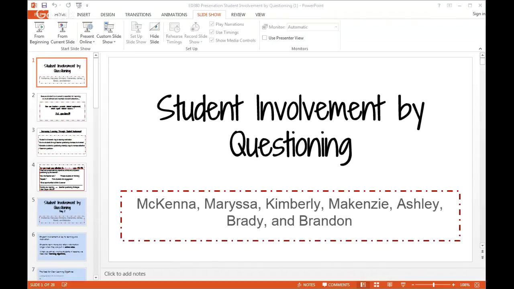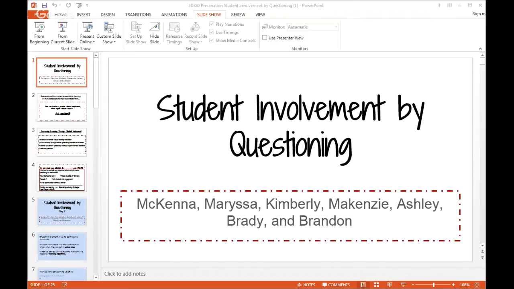I have the 3 functions of questioning, and there's a quote that I pulled from the reading passage. Teacher questioning is the most effective and generally applicable strategy teachers have for promoting student involvement. And so the first function of questioning is assessing current understanding. The second is increasing motivation, and the third is guiding new learning.